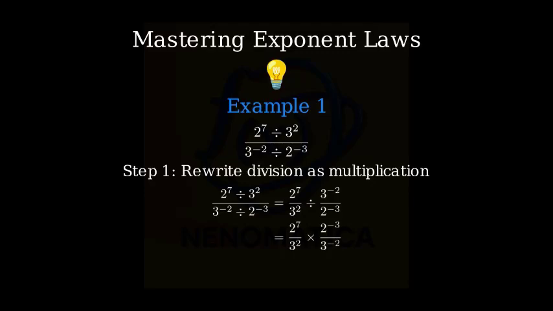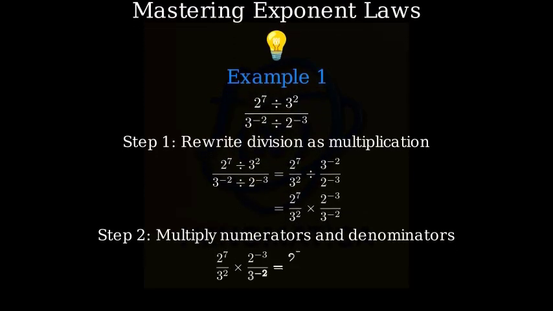Let's begin by rewriting the division as multiplication by the reciprocal. When dividing by a fraction, we multiply by its reciprocal. Next, we'll multiply the numerators together and the denominators together to simplify our expression.